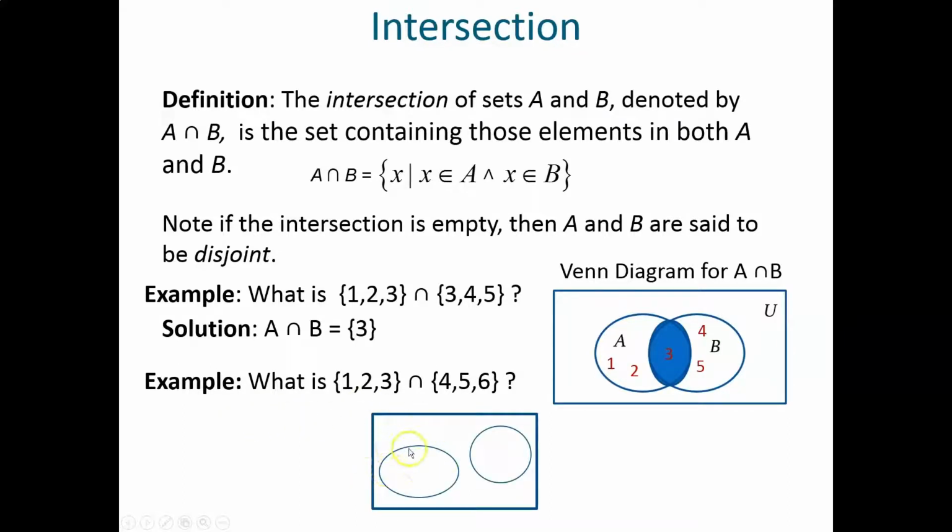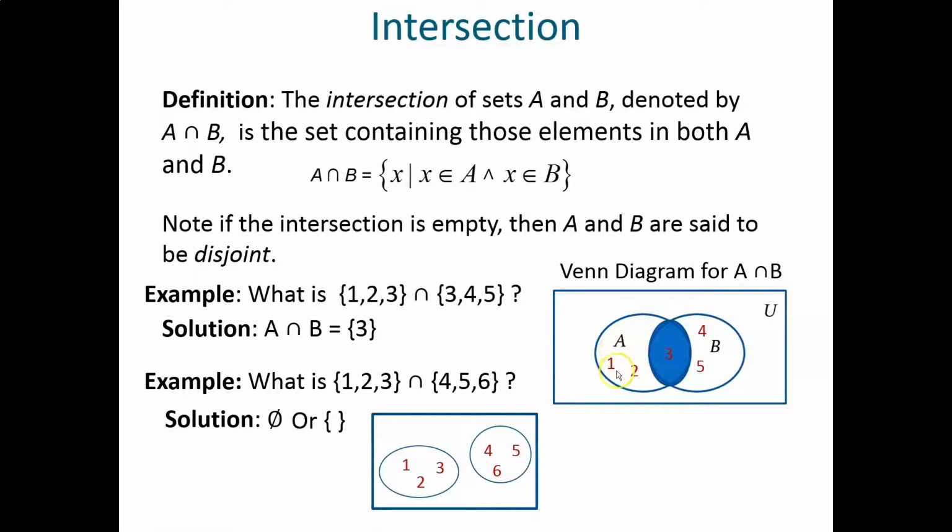So if you draw it in a Venn diagram, you will have two sets like that and there are no common elements. If you notice here, there are no common elements between these two sets. So this set A might have 1, 2, 3, set B have 4, 5, 6. So nothing in common. So in this case, I'm going to say my solution is the empty set. You can write it like this or you can write it like that. In both cases, this means your solution is the empty set.